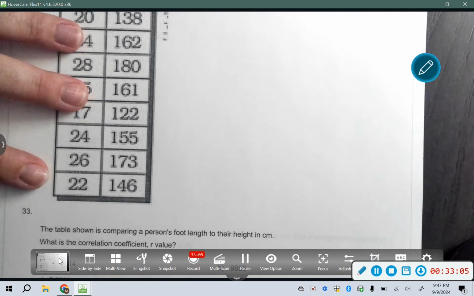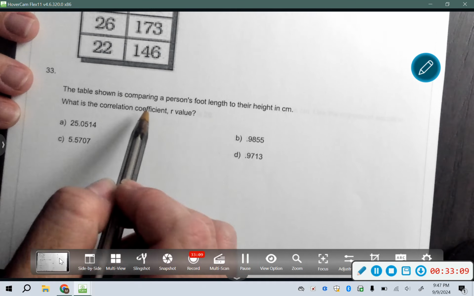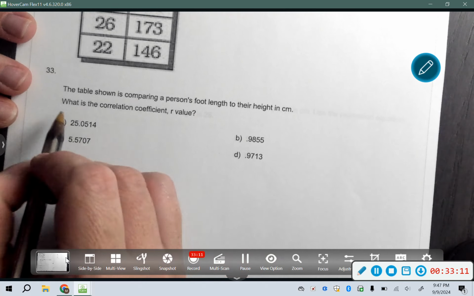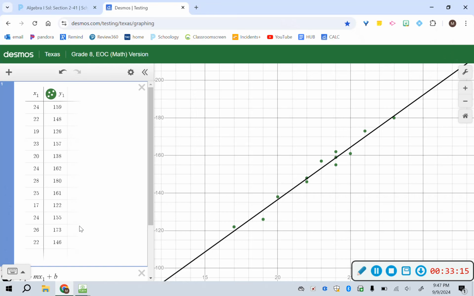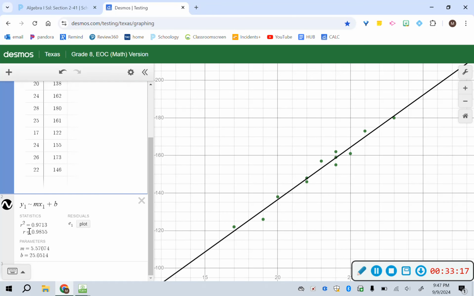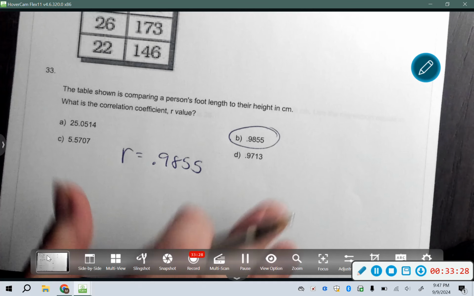But look, it's the same table, so we don't have to retype it. We're just going to keep answering questions. It says the table compares the foot length and height. What is the correlation coefficient? What's r? So I have to go back to my graph. r equals 0.9855, which, if you notice, is one of my exact answer choices. So there's my answer.